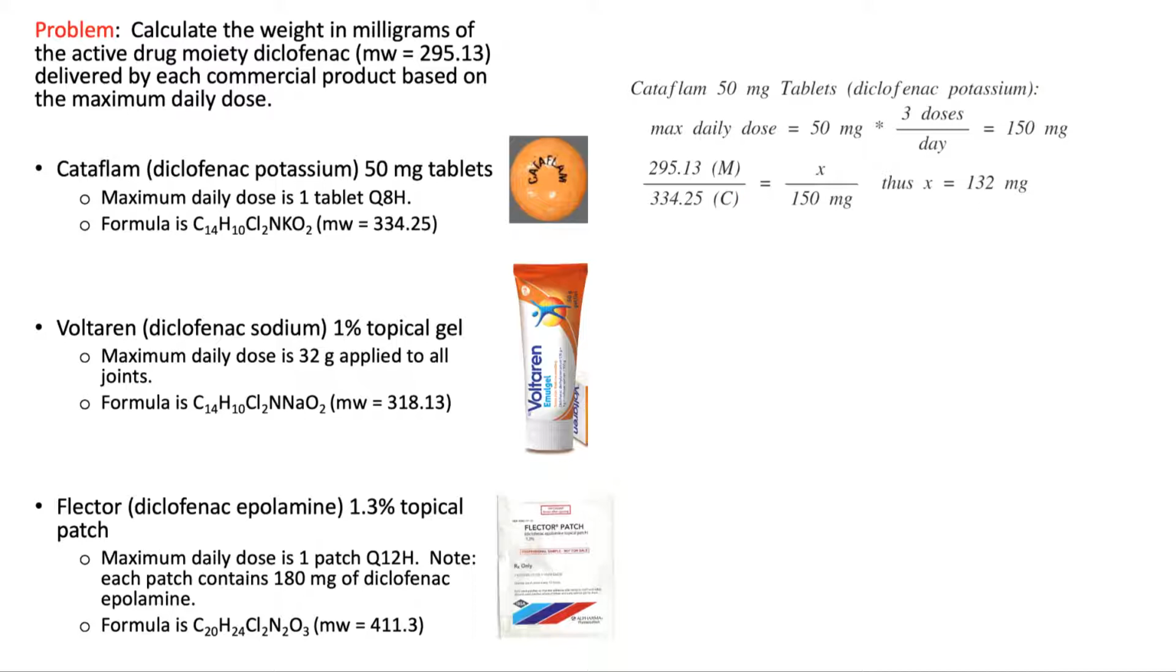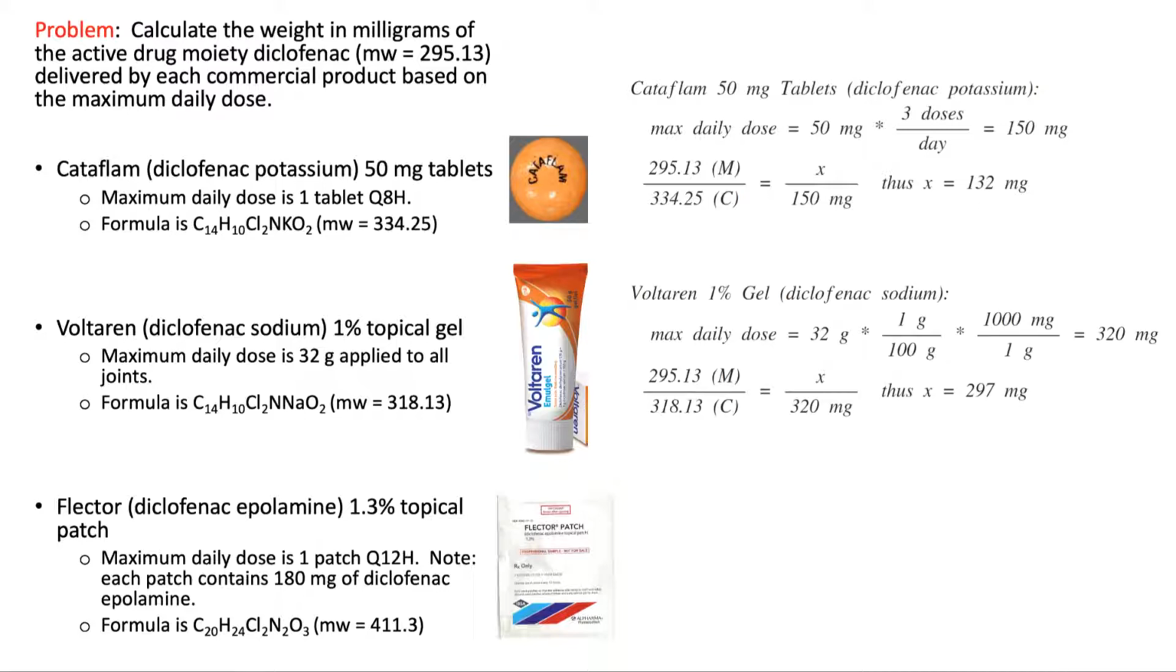Let's compare that to what happens with Voltaren when it's dosed as a topical gel. So the Voltaren 1% topical gel, it says the maximum daily dose is 32 grams per day applied to all joints, which would be your knee, your elbow, wherever you've got the pain and soreness that you're treating.